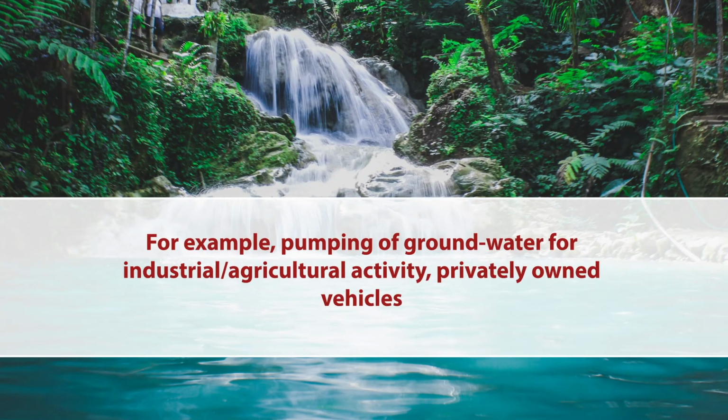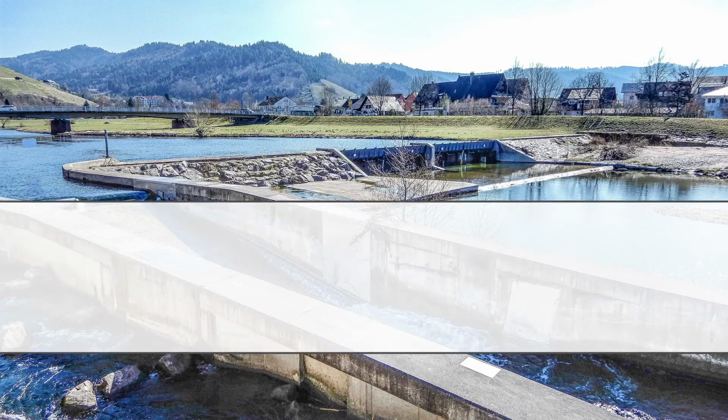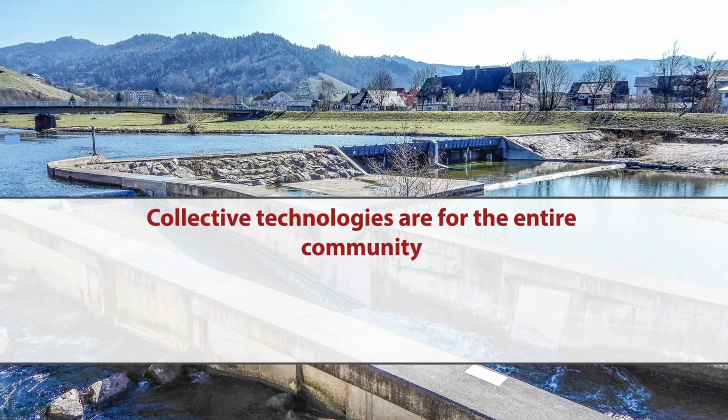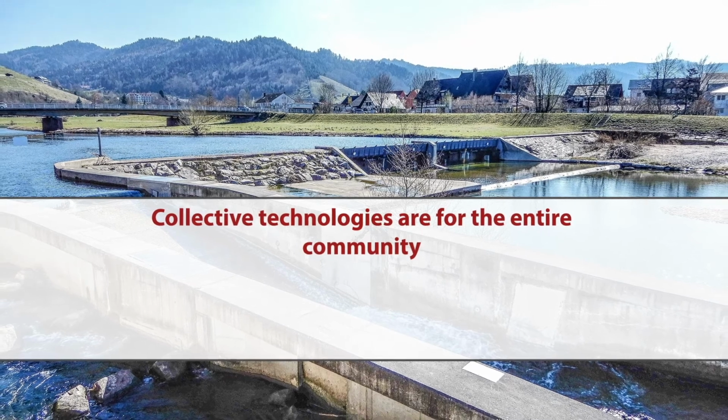Example is groundwater pumping system for a particular household, for a particular agricultural activity or for a particular industry. Then we also have vehicles with us which we are using for our own benefit or our own purpose. So, using a privately owned car is an example of an individualistic technology. Contrary to the individualistic technology, we have collective technologies. These technologies are for the entire community. That is why they are called collective technologies.